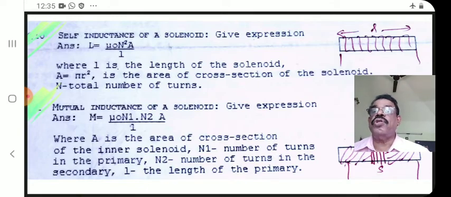Here l is the length of the solenoid, A is pi r square, the area of cross section of the solenoid, and n is the total number of turns. Remember, n is the total number of turns on the entire solenoid.